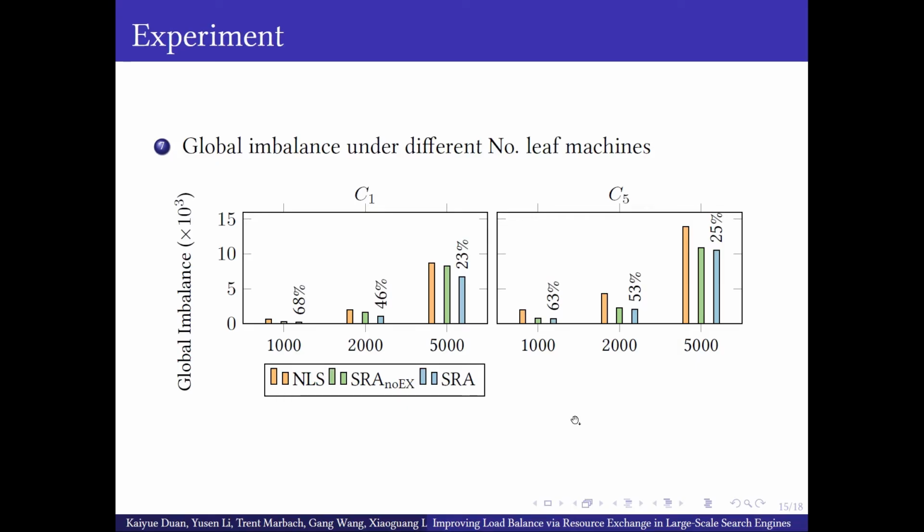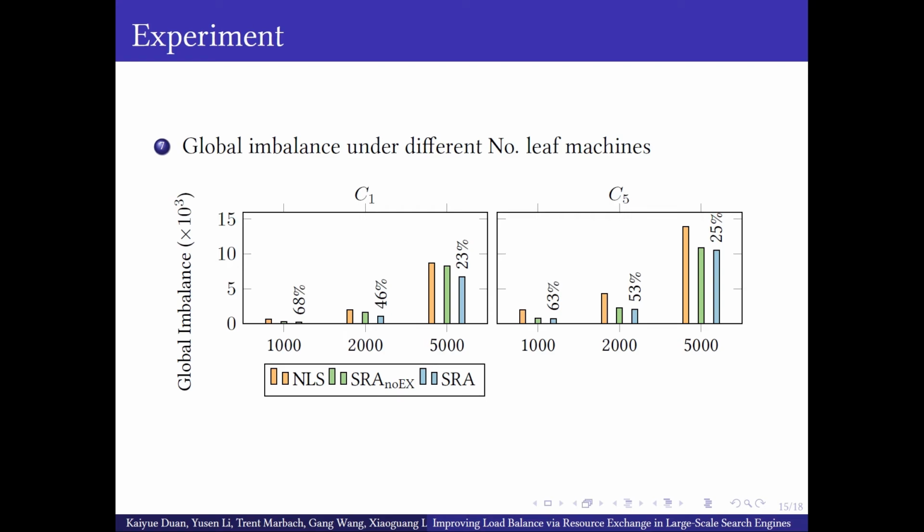To test the scalability of the three algorithms, we simulate 1000, 2000, and 5000 leaf machines based on the input settings C1 and C5, because they have far more shards than others. We set alpha to 0.2 and beta to 0.1. The number of exchangeable machines is 5% of the number of leaf machines. The results are reported in this figure.